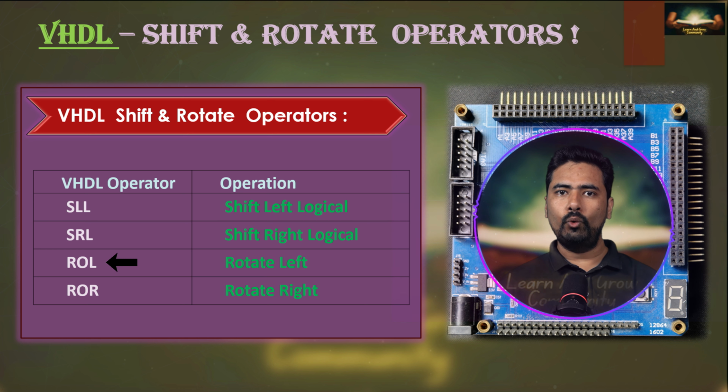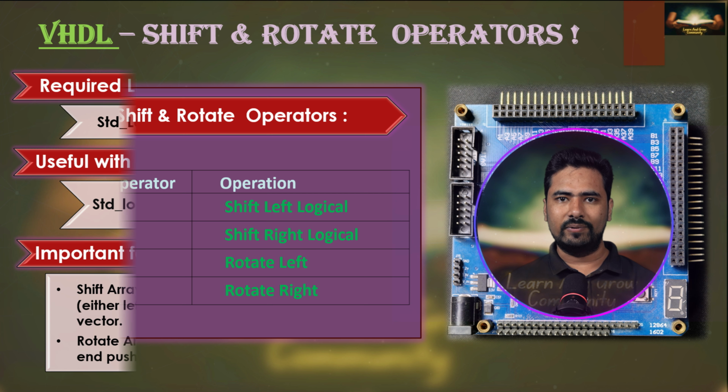Third is ROL. This is rotate left. It means this operator will shift the array data to the left and this will also move the shifted data to the right indexes. Means the values of shifted index will move to the right index. Fourth is ROR. This is rotate right and this is the reverse of ROL. It means this operator will shift the array data to the right and this will also move the shifted data to the left indexes. Do not get confused, we will be talking about that in detail in some time.